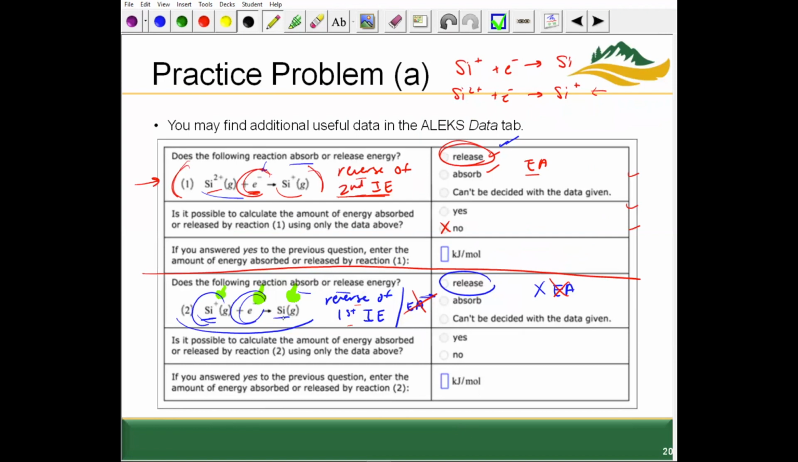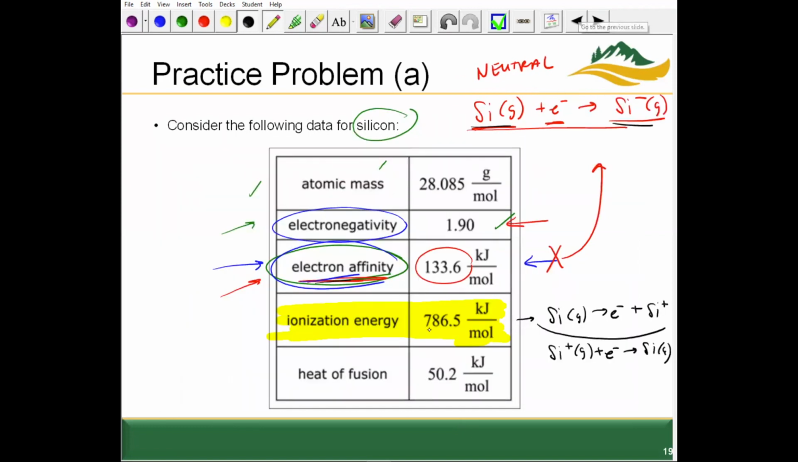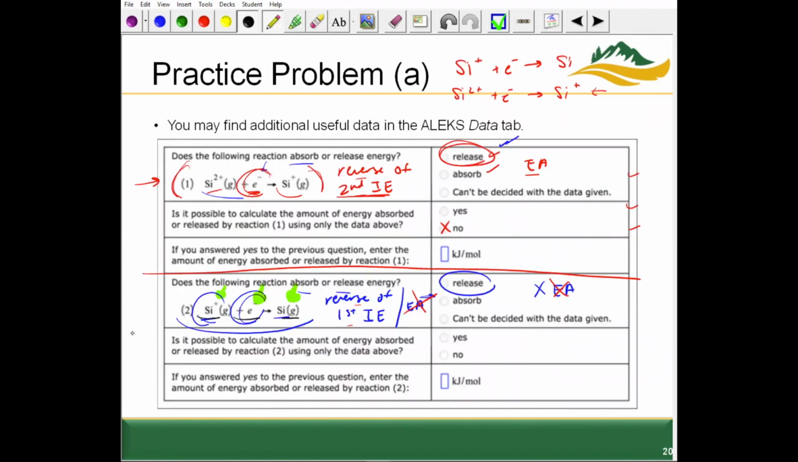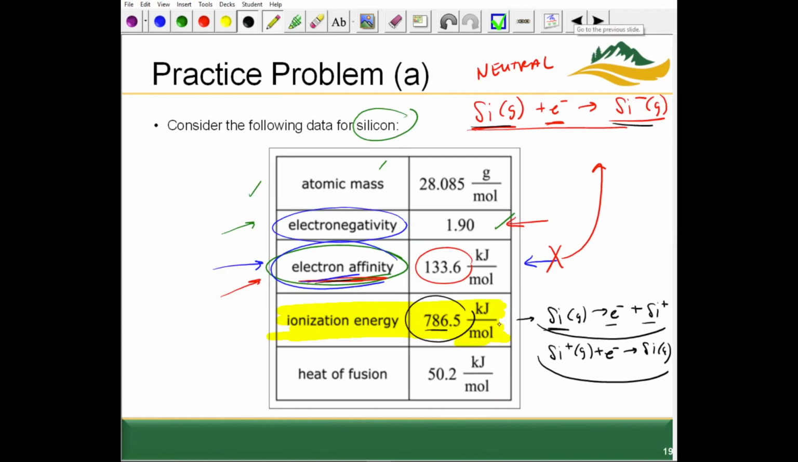Instead, we're taking neutral silicon and seeing it separate into an electron and Si+. This number describes neutral silicon losing an electron to form Si+. In our problem, we see it written like this. So the energy associated with this second reaction is this amount of energy, so 786.5 kilojoules per mole.